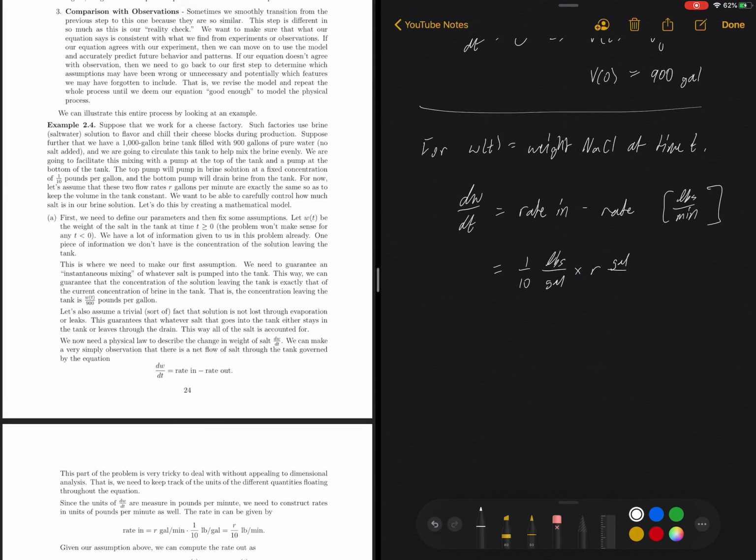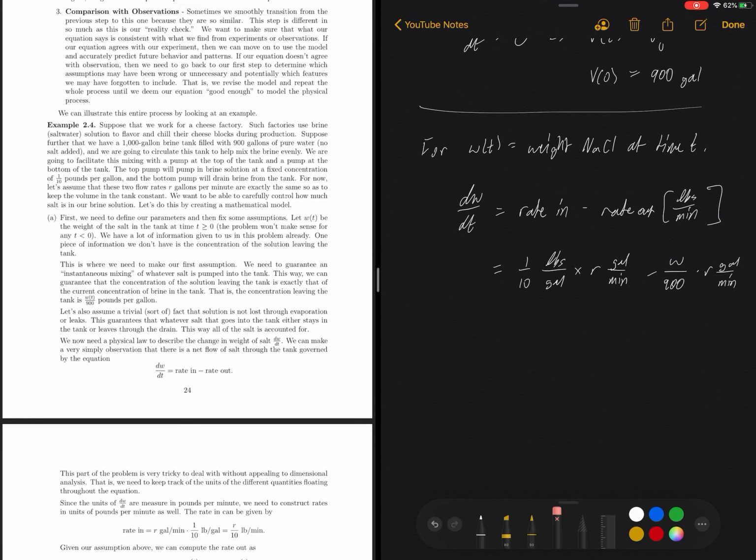So the rate in here was 1/10 of a pound of salt per gallon times R gallons per minute. And we're going to subtract off the rate out. I just realized I didn't put that in there.